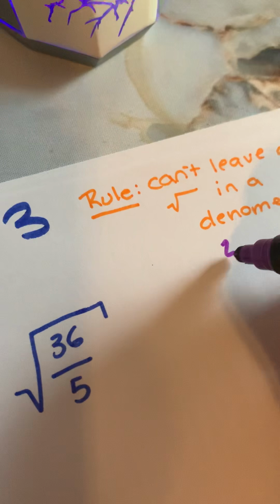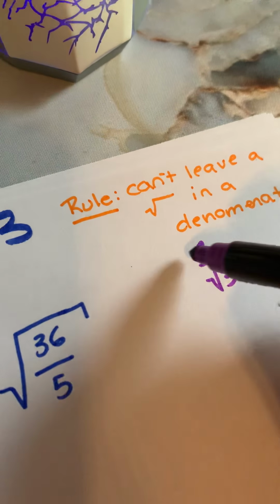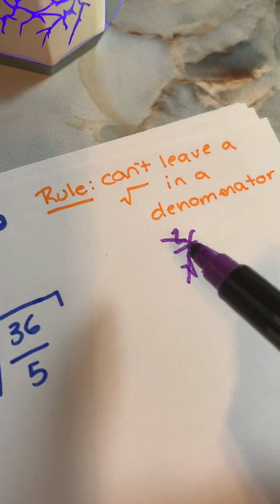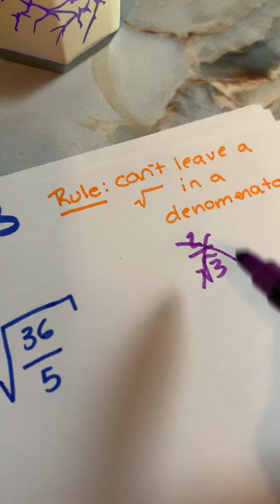So you can't have something like this. That would not be allowed. There's something you have to do to change that up so it's not there. All right, no square roots on the bottoms. So let's get started. Let's start off with a simple one.